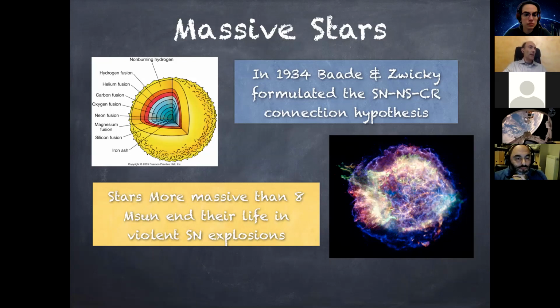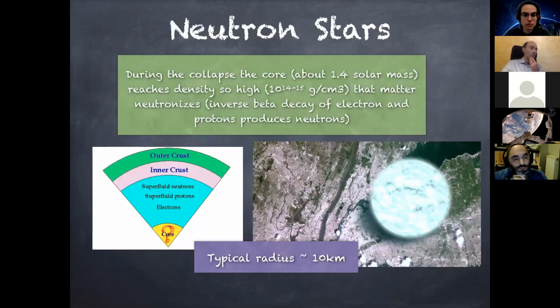What is left behind from the iron core is an object of about 10 kilometers in size, with a mass of about 1.4 solar masses, which is the Chandrasekhar limit for the collapse of the core, and densities which are a factor of a few above nuclear saturation density. So these are beyond what we can reach with current experiments. And the physics of the interior of neutron stars is one of the holy grails of modern nuclear physics.